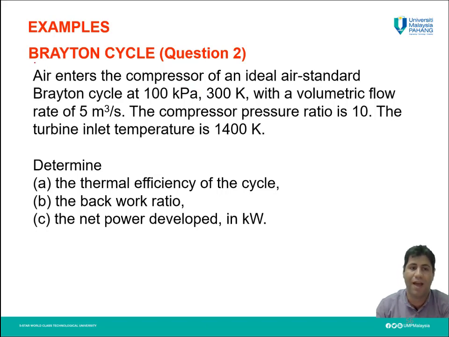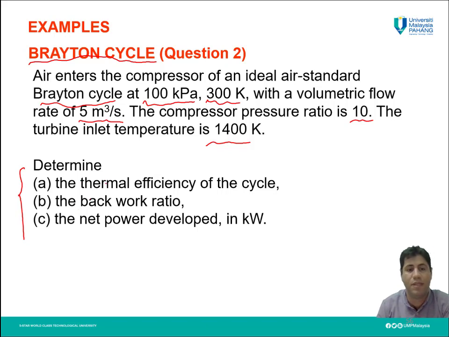In this example, we have again a Brayton cycle. Air enters the compressor of an ideal air standard Brayton cycle at 100 kilopascal pressure and 300 Kelvin temperature with a volumetric flow rate of 5 meter cubed per second. The compressor pressure ratio is also given, which is equal to 10. The turbine inlet temperature is also given, which is 1400 Kelvin. So we have this information for the cycle.